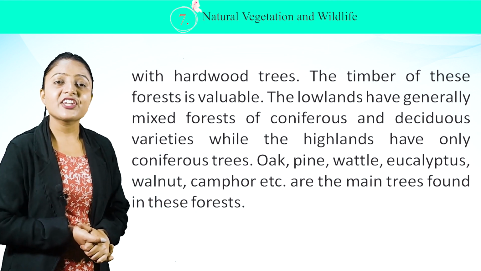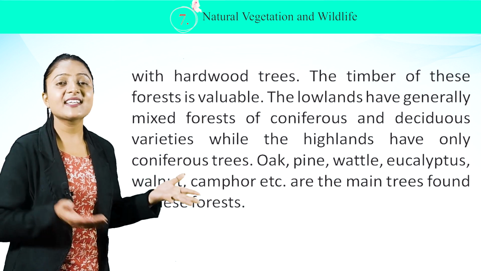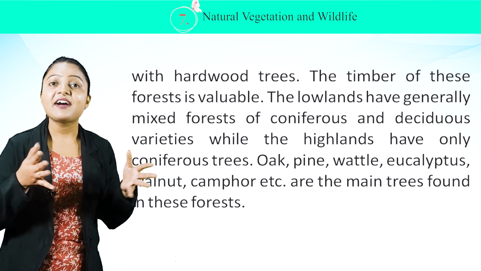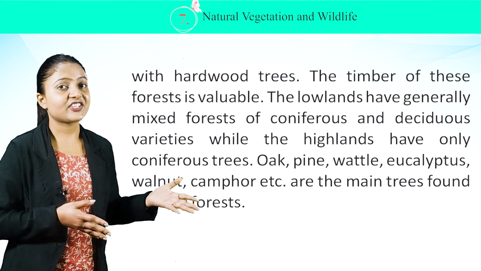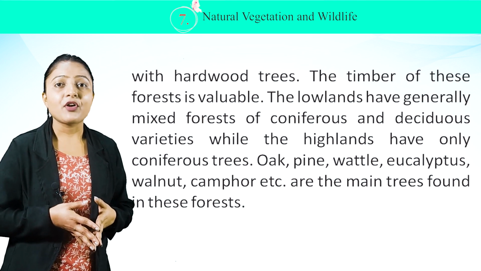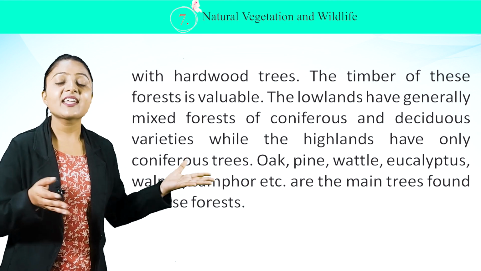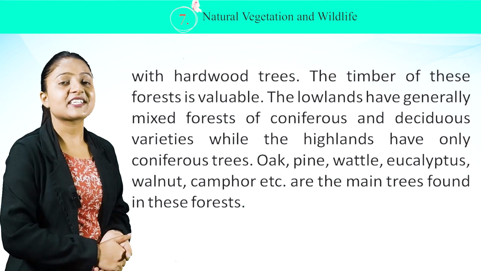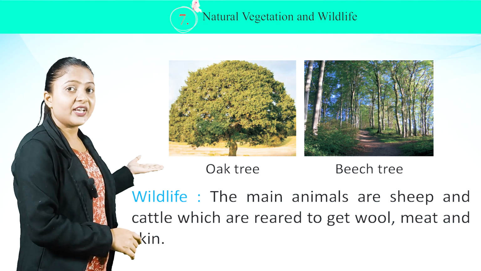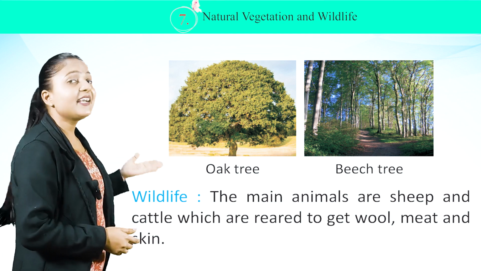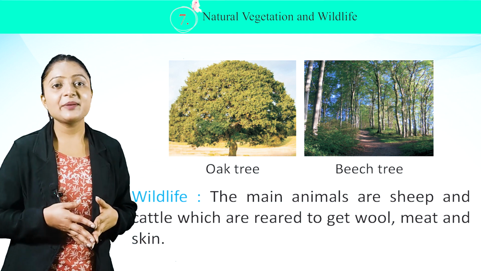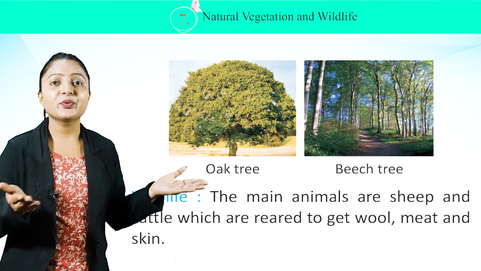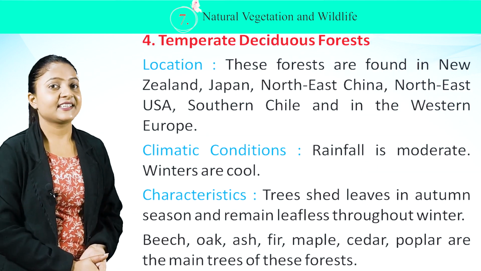The lowlands have generally mixed forest of coniferous and deciduous varieties, while the highlands have only coniferous trees. Oak, pine, wattle, eucalyptus, walnut, camphor, etc. are the main trees found in these forests. These are the images of oak tree, birch tree. Wildlife. The main animals are sheep and cattle, which are reared to get wool, meat, and skin.